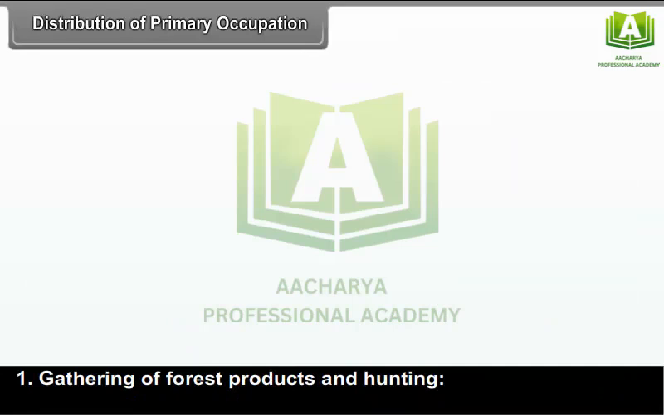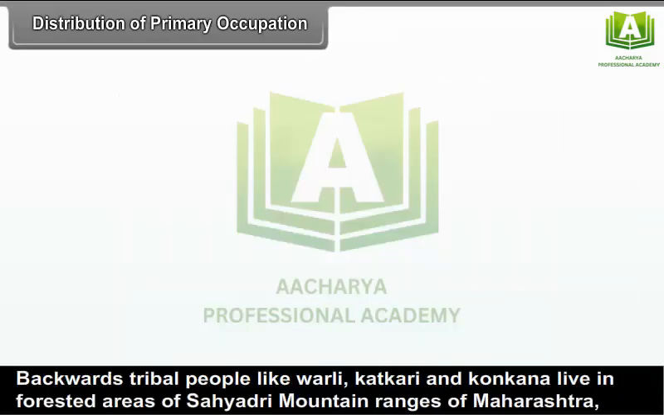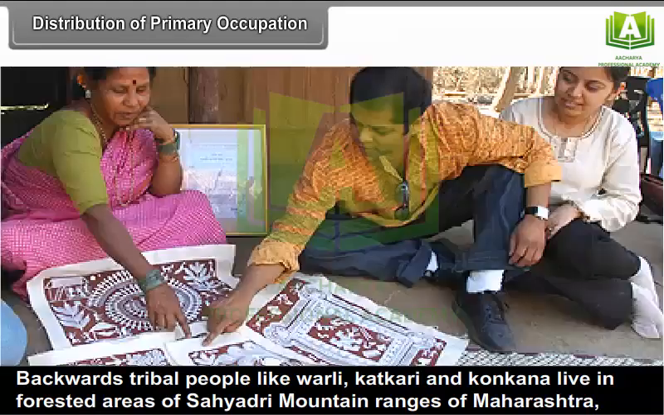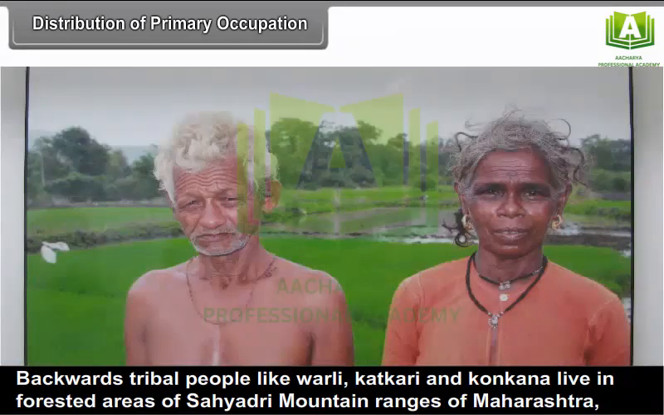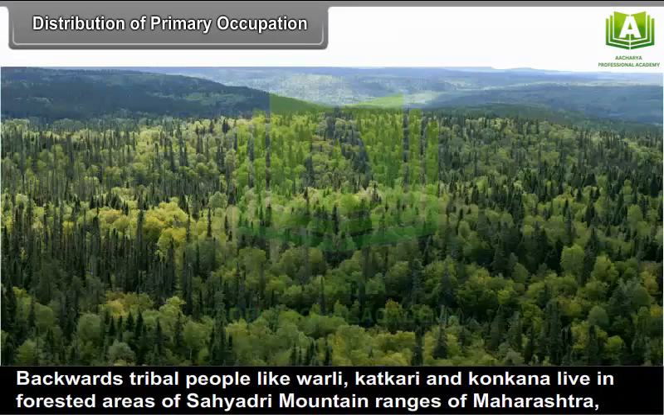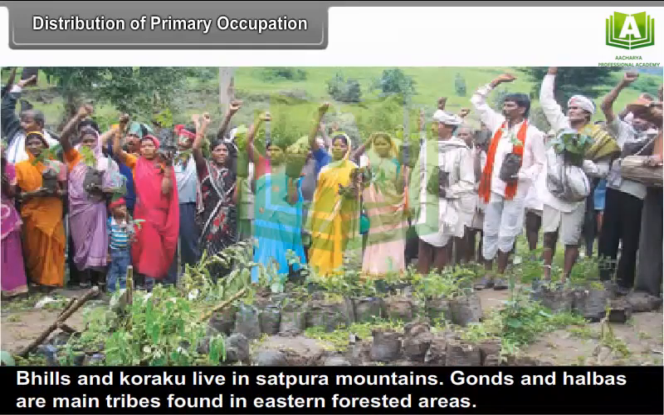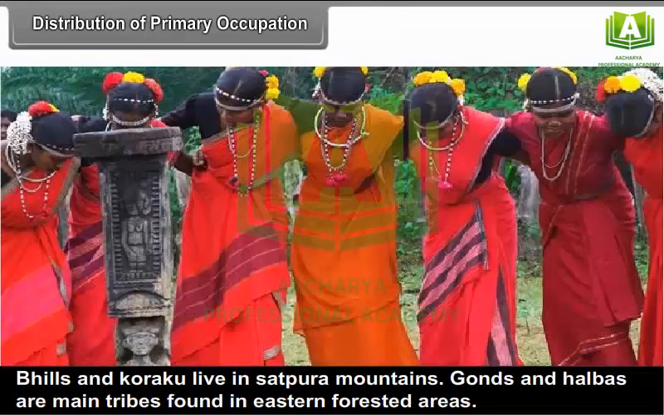Number 1. Gathering of forest products and hunting. Backward tribal people like Warli, Katkari and Konkana live in the forested areas of Sahyadri mountain ranges of Maharashtra. Bhils and Koraku live in Satpura mountains. Gonds and Halbas are main tribes found in the eastern forested areas.